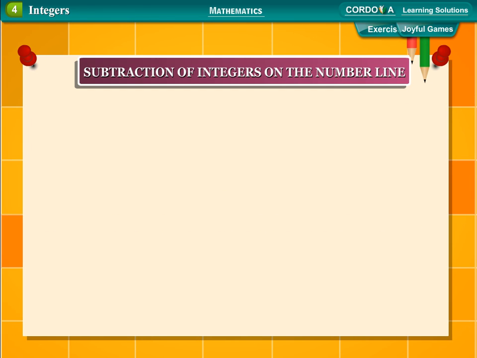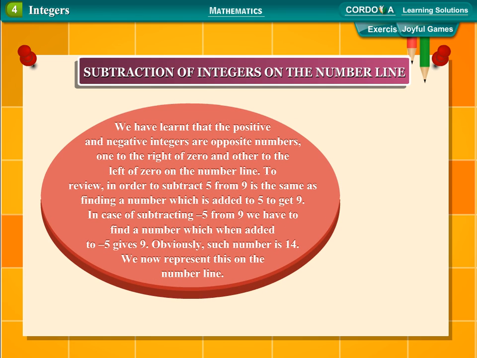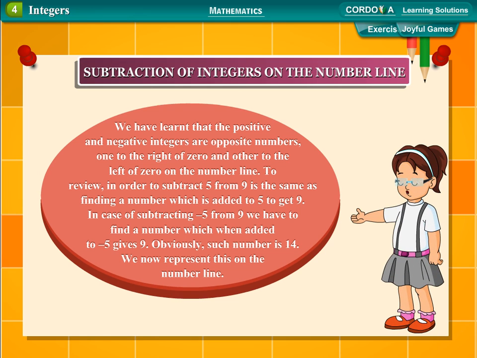Subtraction of integers on the number line. We have learnt that the positive and negative integers are opposite numbers, one to the right of 0 and the other to the left of 0 on the number line. To review, to subtract 5 from 9 is the same as finding a number which added to 5 gives 9. In case of subtracting minus 5 from 9, we have to find a number which when added to minus 5 gives 9. Obviously, such number is 14.